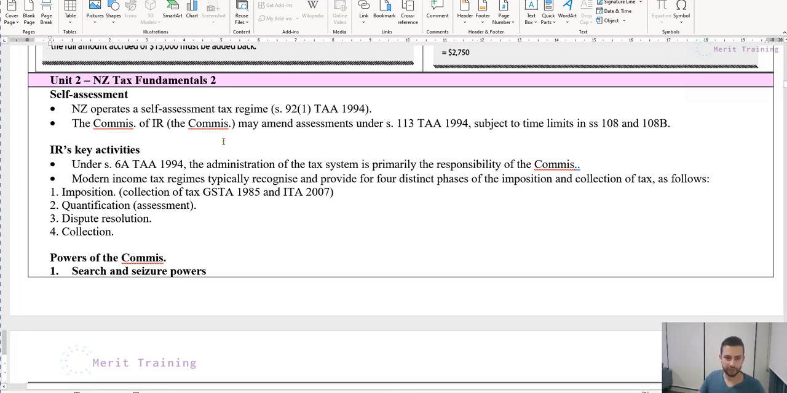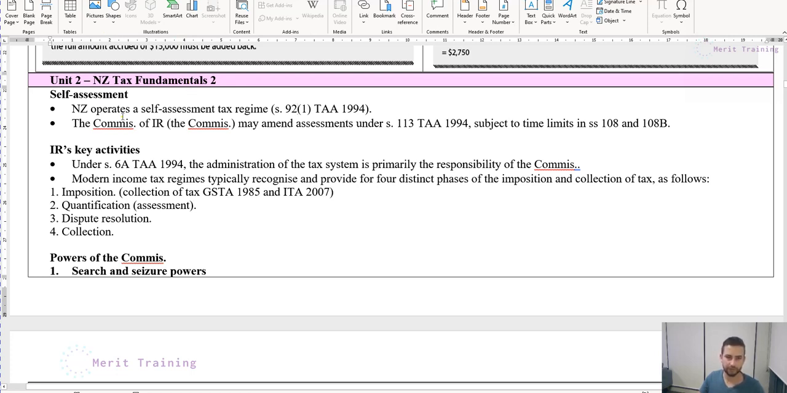So let's talk about the system first of all. New Zealand operates in a self-assessment tax regime per Section 92 of the Income Tax Act 1994. What this means, and this is how most tax systems around the world operate, is the commissioner can't go and lodge the returns for everyone. They can't audit everyone. He just doesn't have the resources to do it. The cost would outweigh the benefit.